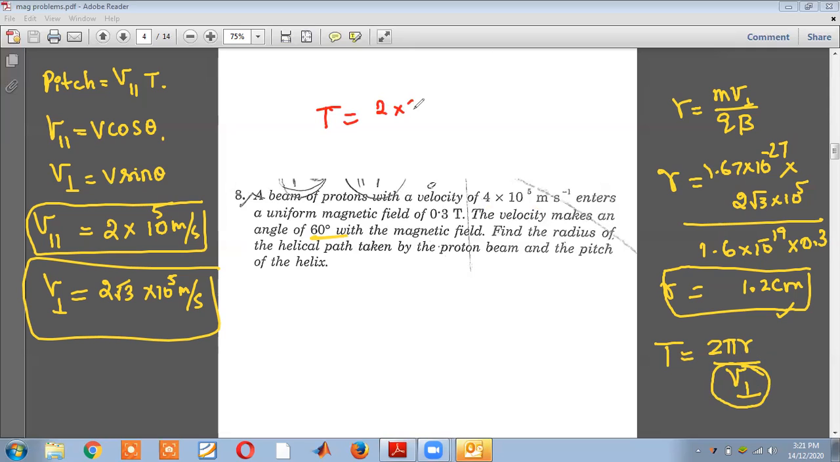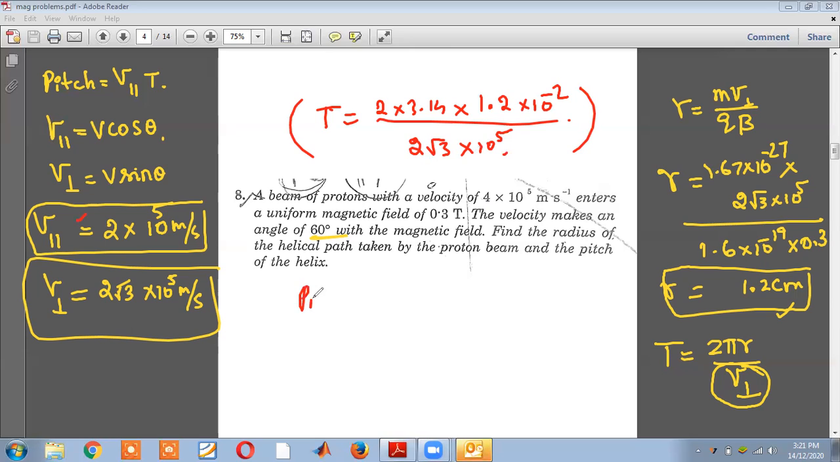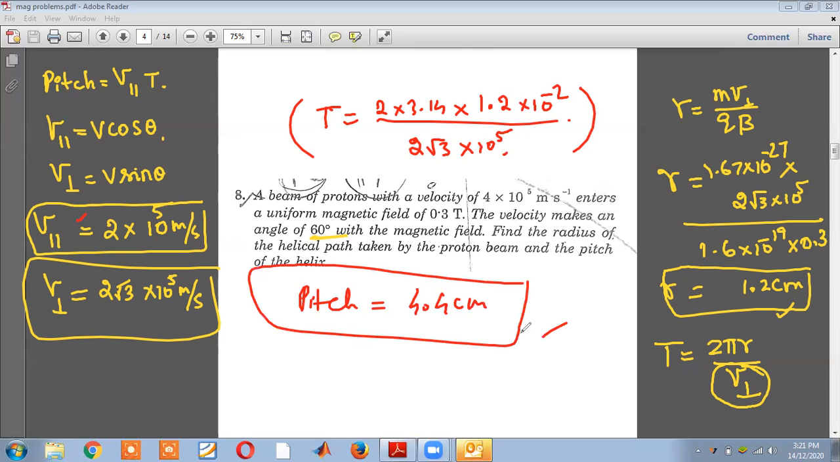Time period is 2 × 3.14 times the radius, which we found, 1.2 × 10^-2, divided by the perpendicular component, 2 root 3 × 10^5. By solving this you get the time period, and then you multiply this time period value with V parallel, which is 2 × 10^5. So the pitch turns out to be 4.4 centimeters. Please check. If not, let me know. Right, so moving on to next problem.